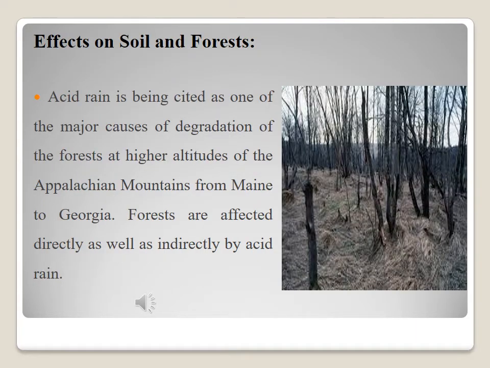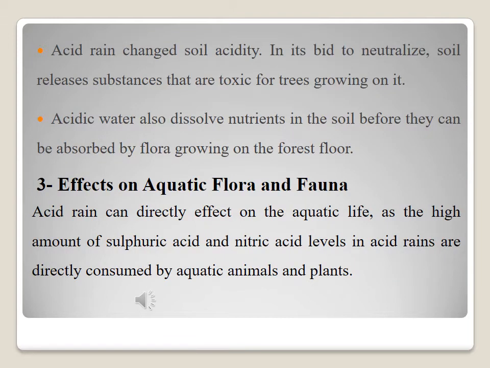Effects on soil and forest. Acid rain is being cited as one of the major causes of degradation of a forest at higher altitude of the Appalachian Mountains from Maine to Georgia. Forests are affected directly as well as indirectly by the acid rain. Acid rain changed soil acidity.